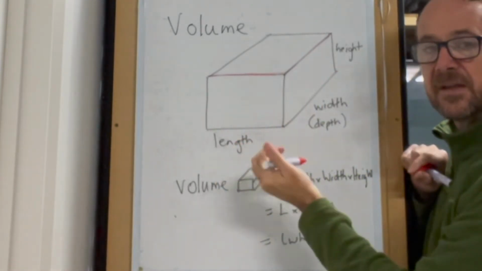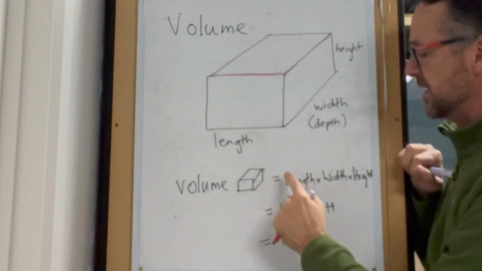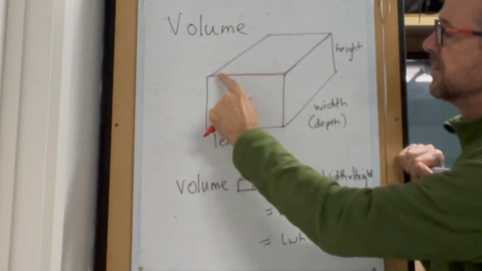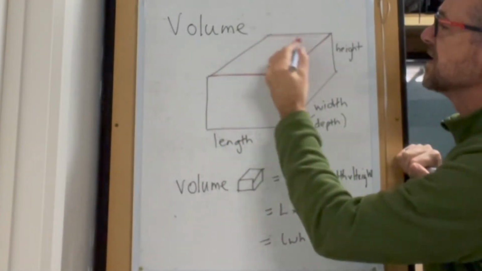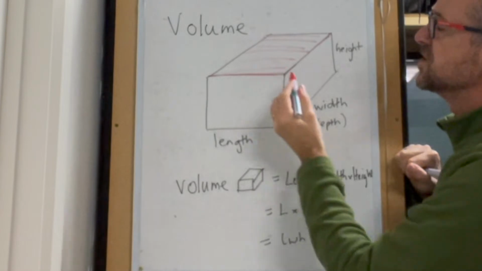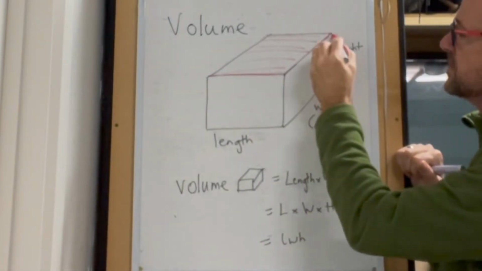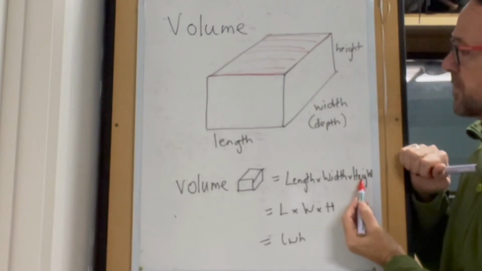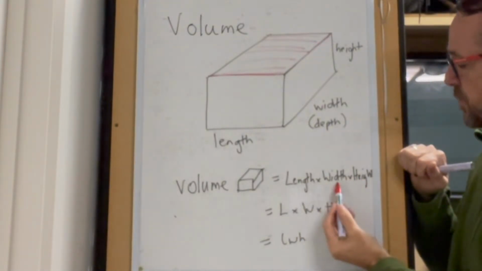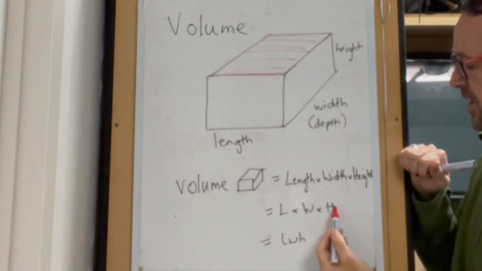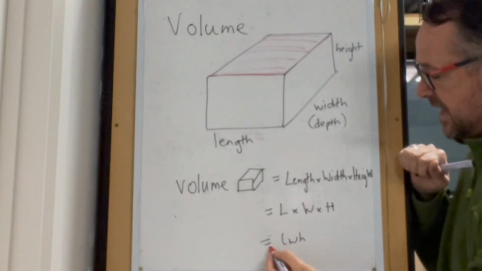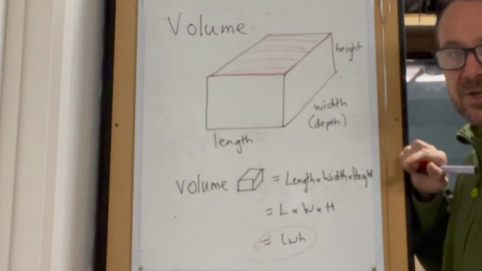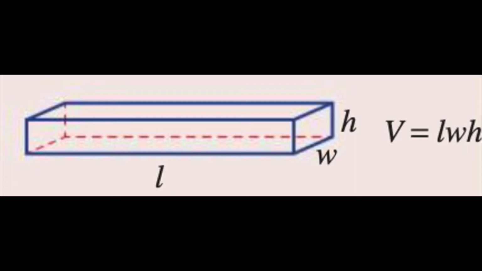When we're going to calculate the volume, it's length multiplied by width. So that basically gives us the area of this top section here. And then it's basically like how many of those are stacked on top of one another is the multiplication by the height. So it's length times width times height, which will be represented as LWH on our formula sheet.